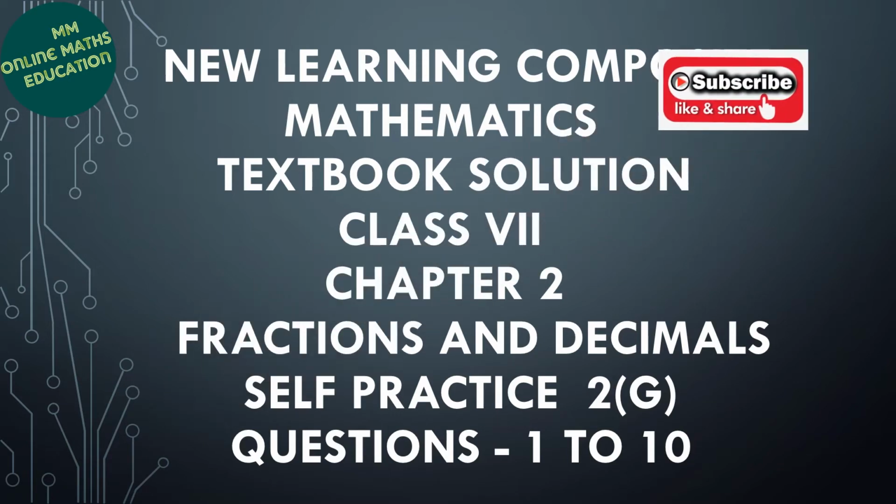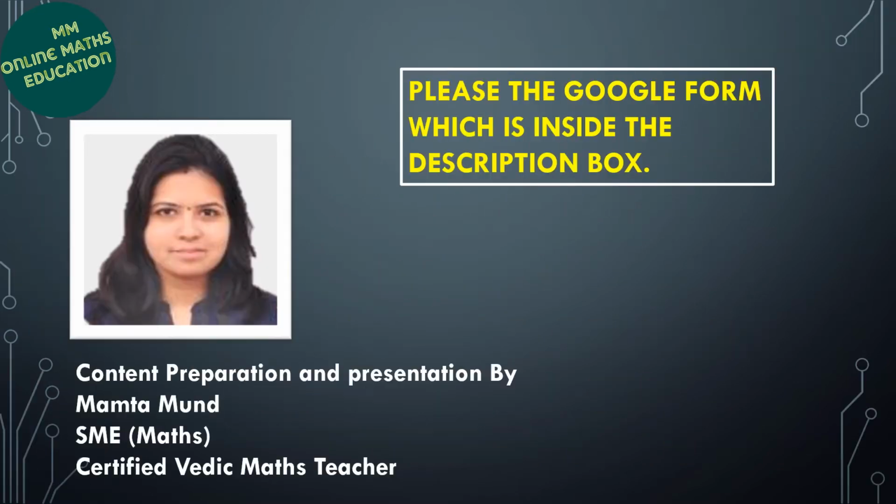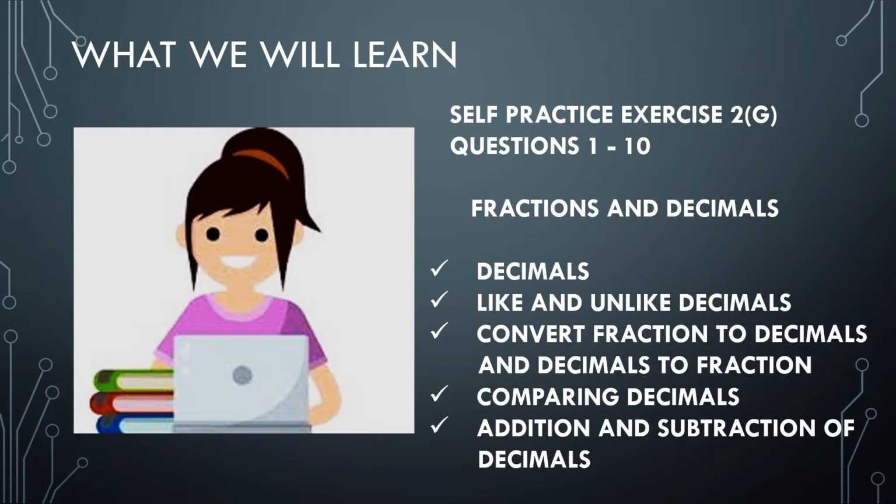Let's get started and solve some questions. What we learn today? Today we learn and solve self-practice exercise questions 2G, questions 1 to 10 of chapter 2. Chapter name is Fractions and Decimals and topics are decimals, like and unlike decimals, convert fraction to decimals and decimal to fractions, and comparing decimals and addition and subtraction of decimals. Let's solve some questions.